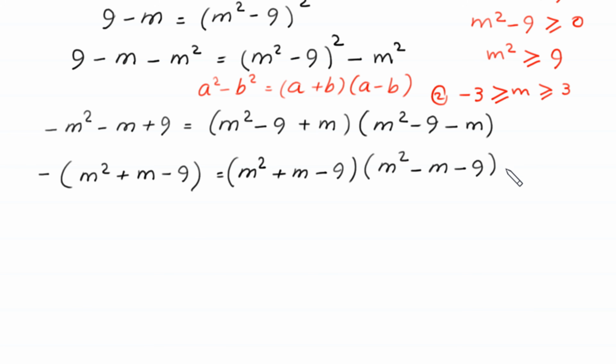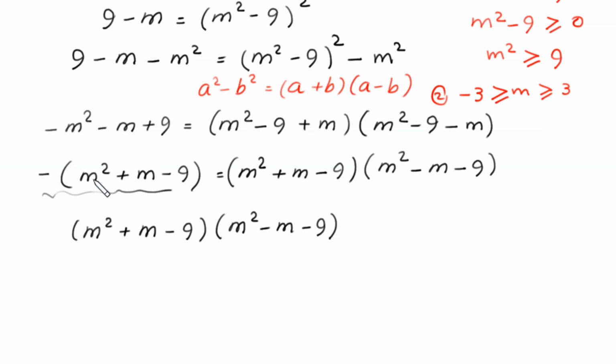Minus 9. Next we move this whole expression to the right hand side, then this will become m squared plus m minus 9 times m squared minus m minus 9. This negative expression will become positive m squared plus m minus 9 is equal to 0.